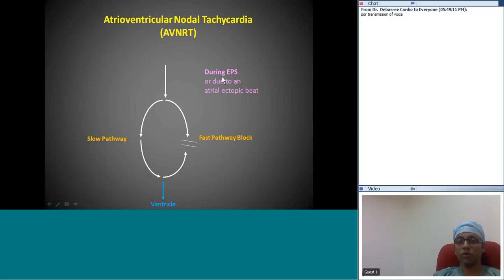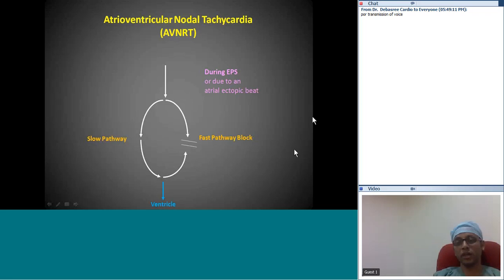Now during the EP study, this is where the extra stimulus is important. I'm giving the extra stimulus earlier and earlier. So then I reach the effective refractory period of the fast pathway. Then the only way it can now conduct is through the slow pathway. And it tries to come up but fails because the impulses collide. The impulse goes to the ventricle, but it can't go up and form a loop.